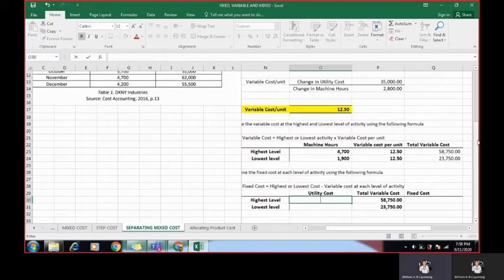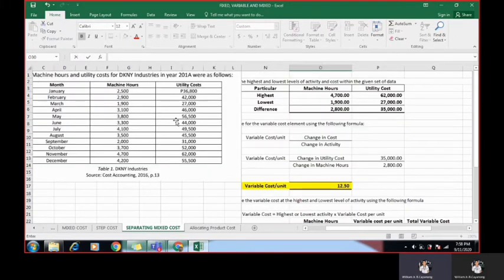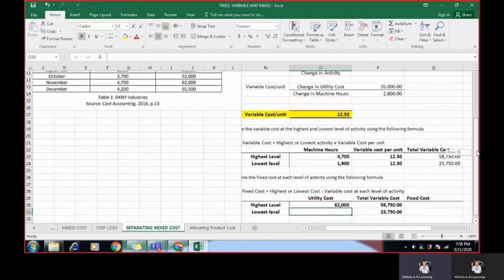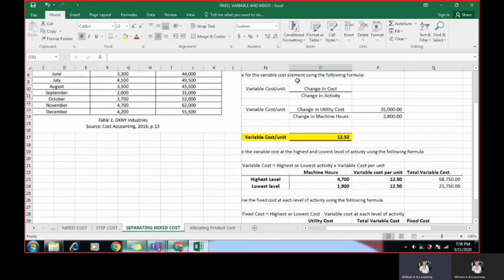Okay, 62,000. Magkano yung amount utility cost ni lowest level? That is March, di ba? Magkano? 27,000. Ito na. Ayan, 27,000. So, ilalagay natin siya doon. Yan yung total cost niya or utility cost.